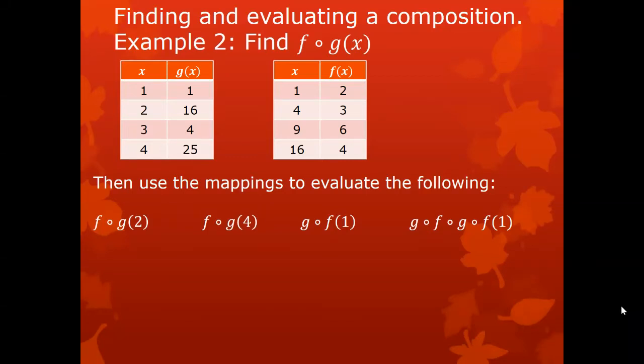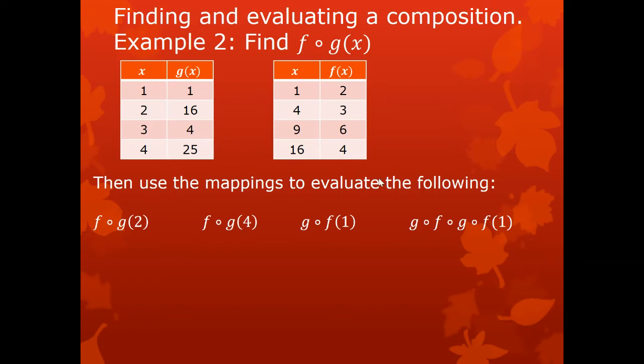All right, hey pre-calcers. We're going to look at the second example of function composition. This time we're going to look at a mapping. I've got a couple of tables here for my functions. F of x is the table in the middle. G of x is the table over here.